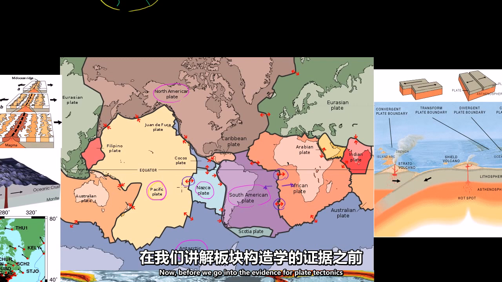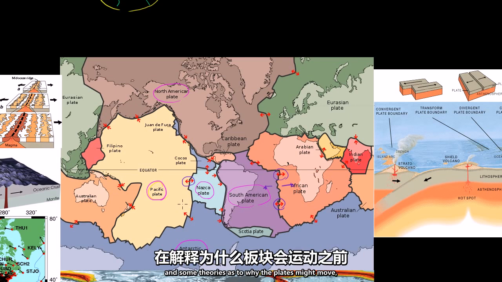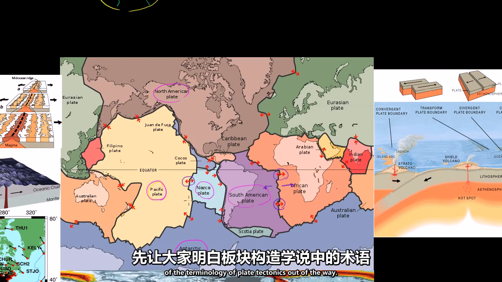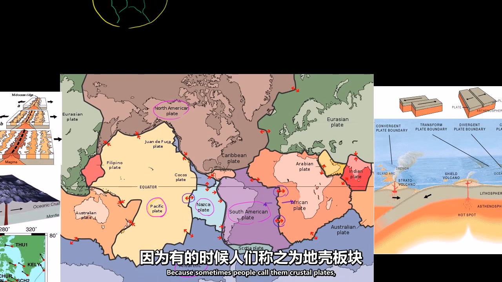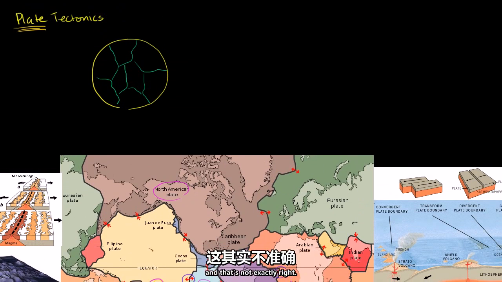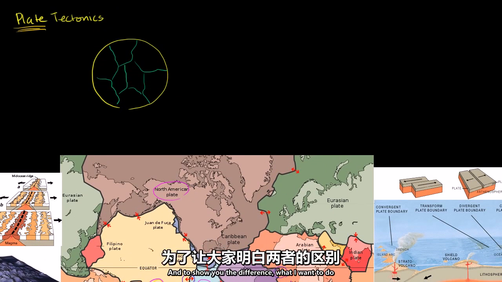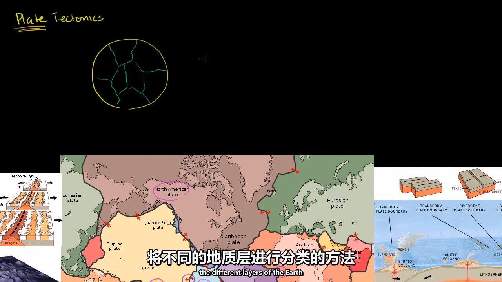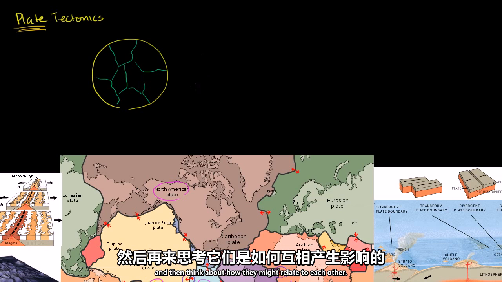Now, before we go into the evidence for plate tectonics, or even some of the more details about how plates are created, and some theories as to why the plates might move, what I want to do is get a little bit of the terminology of plate tectonics out of the way. Because sometimes people call them crustal plates, and that's not exactly right. To show you the difference, what I want to do is show you 2 different ways of classifying the different layers of the Earth, and then think about how they might relate to each other.